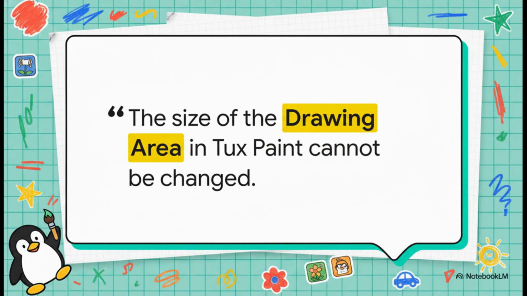Okay, here's another wow fact from page 47 of our book. The size of the drawing area in Tux Paint cannot be changed. Now, I know that might sound like a limitation at first, but it's actually incredibly helpful. It means every single drawing you make is exactly the right size to be printed on a standard piece of paper. You never have to worry about complicated canvas settings. You just open the program and get right to drawing.